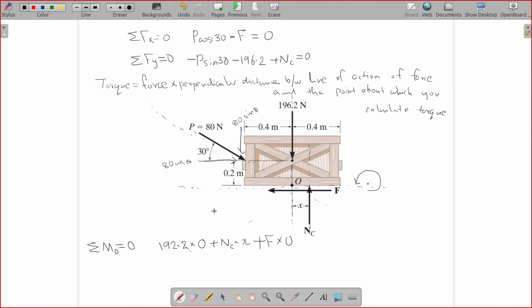Someone in the class try to give me an answer. Hypotenuse of 0.2 meter and 0.4 meter. No. Actually, that's where the problem is. Don't think about the force 80 cos theta. Think about the line of action of 80 cos theta. The line of action of 80 cos theta is an infinite line which has the same direction as that of the force. It's an infinite line. What is the distance between the line of action of 80 cos theta and point O?